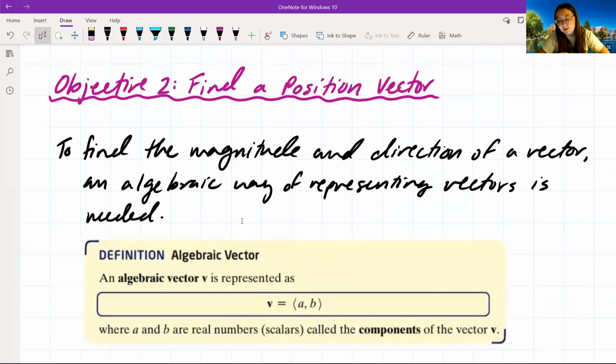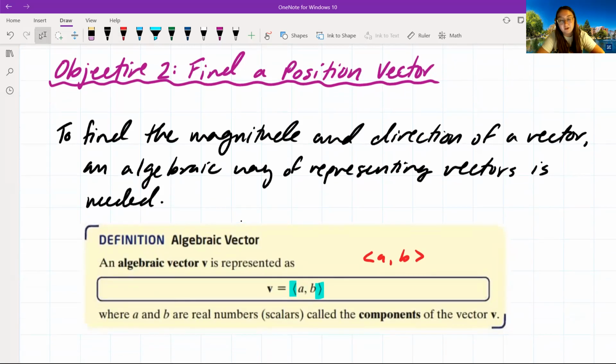Objective 2, we want to find a position vector. To find the magnitude and direction of a vector, an algebraic way of representing vectors is going to be needed. So an algebraic vector v is going to be represented as v is equal to the ordered pair a, b, but now our parentheses, which aren't really parentheses, are going to be these angled brackets. So they're not quite parentheses. When written out, we'll normally write them like that.